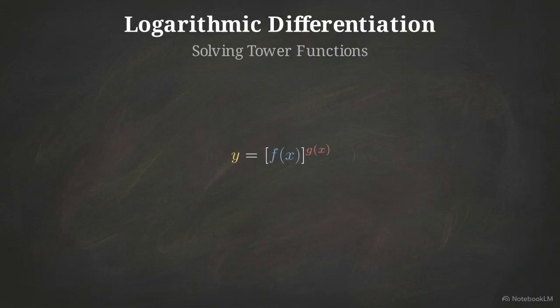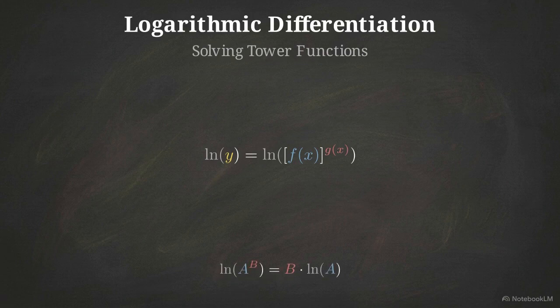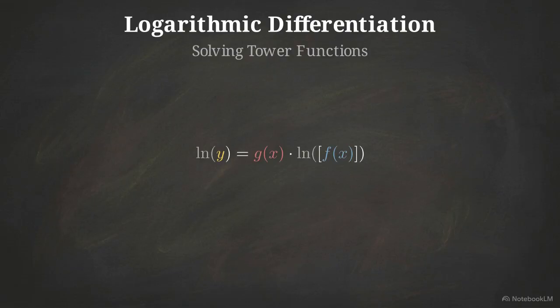We begin by applying the natural logarithm to both sides of the tower function equation. This utilizes the logarithmic power identity. Taking the natural log of the expression unhooks the exponent, converting it into a scalar multiplier.